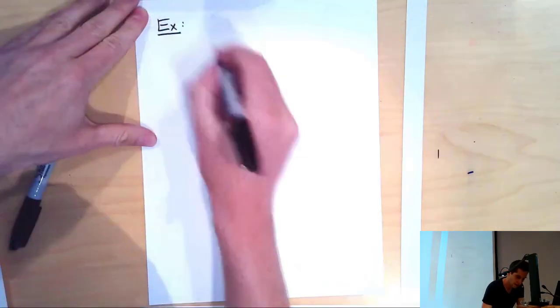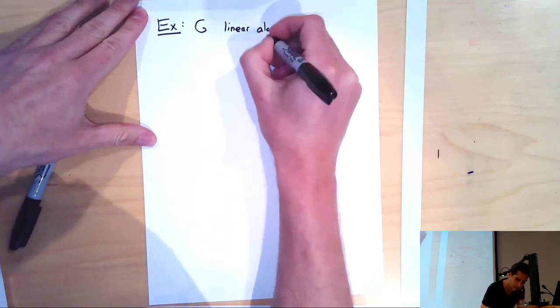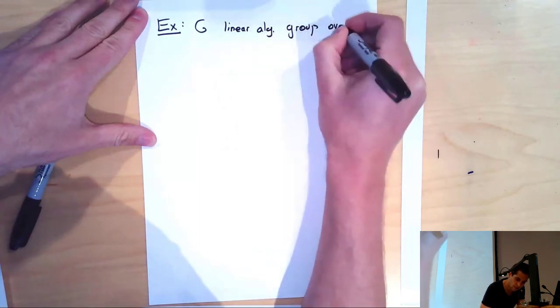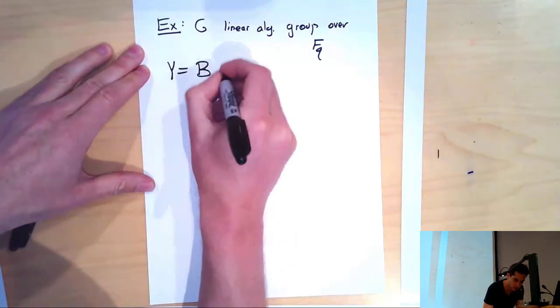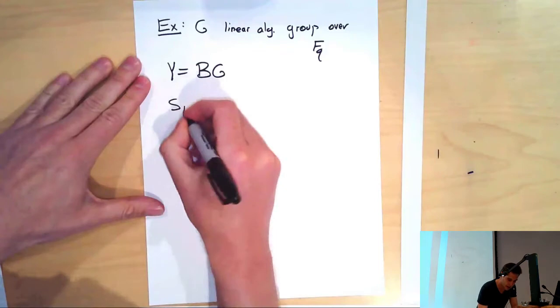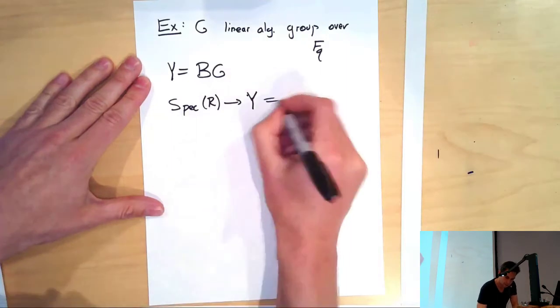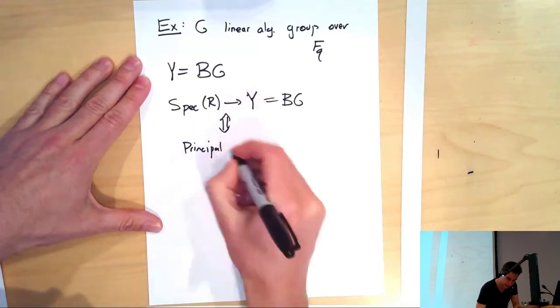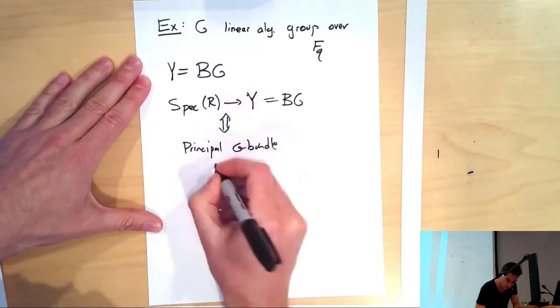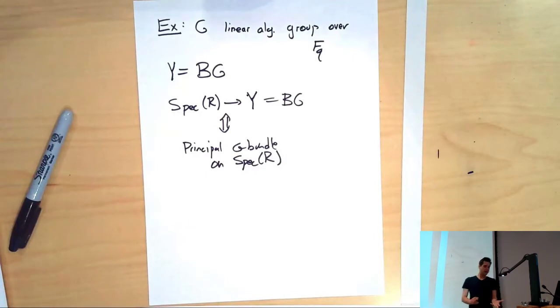So an example is that we could take G to be now a linear algebraic group over the field F_q. And I'm going to take Y to be what's called the classifying stack of G. So what that means is that giving an R-valued point of Y is the same data as giving a principal G-bundle on Spec R. So here R is any F_q-algebra. This is essentially the definition of what it means to be BG in algebraic geometry.